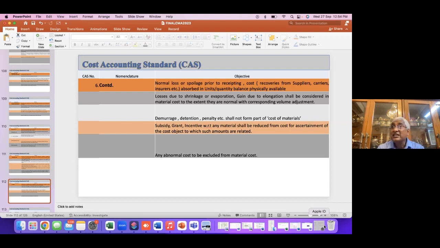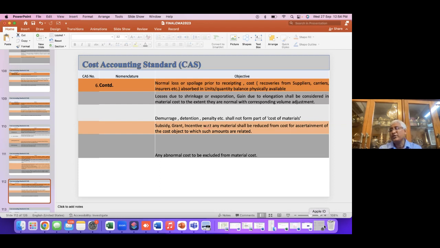An abnormal loss is when the same oil tanker meets with an accident and you lose the entire product and subsequently recover a very small value. The rest is your abnormal loss. Losses due to evaporation, shrinkage, gain due to elongation shall be considered in material cost to the extent they are normal, with corresponding volume adjustment. Again, repeatedly the same thing I am saying: anything normal is to be considered, anything abnormal is not to be considered. Say in winter, petroleum squeezes, which is quite natural.